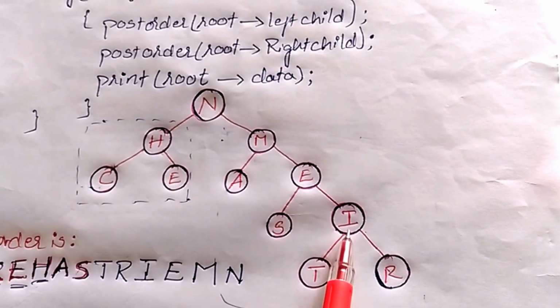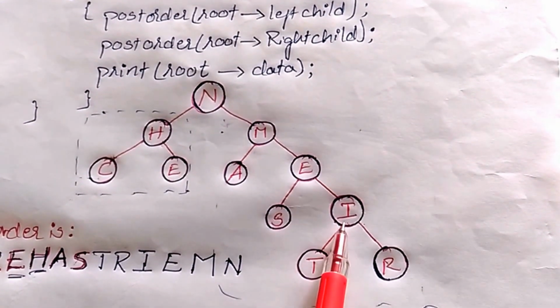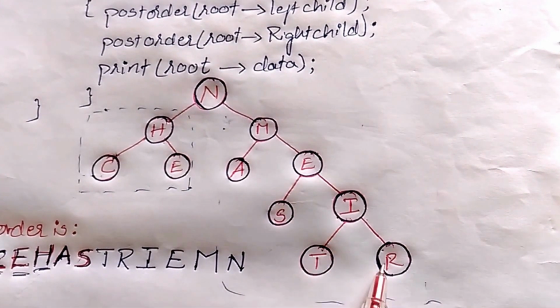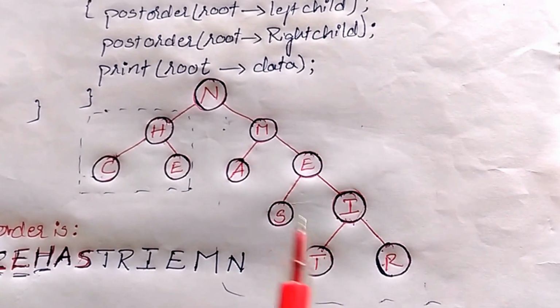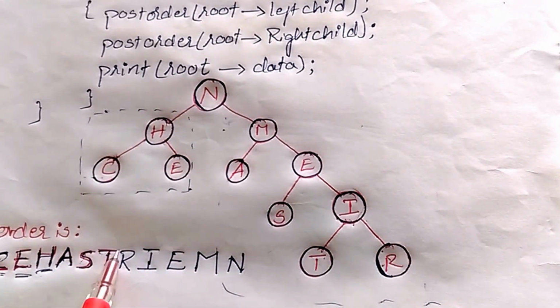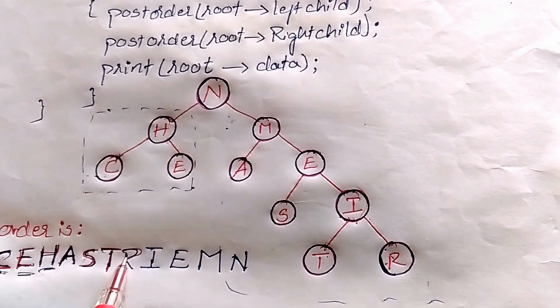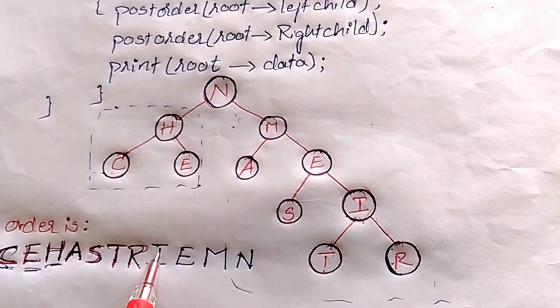So before visiting I, check whether it has left and right child. Since I has left and right child, after visiting its left child and right child, then only I should be visited. So the left child of I is T. I visited the node T and right child R. So after left and right child got completed, I should be visited. I.